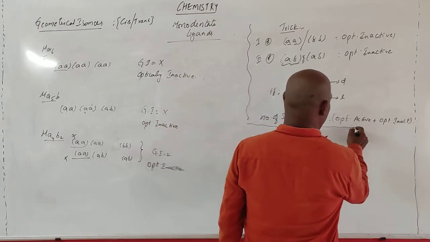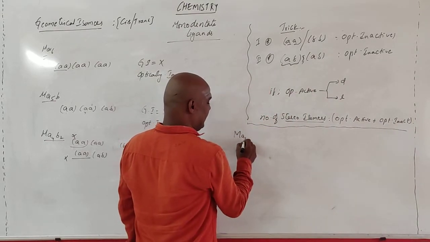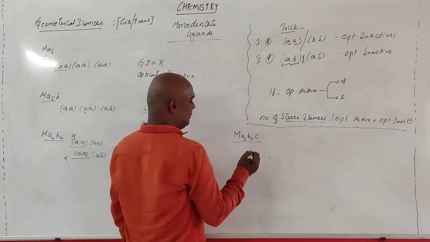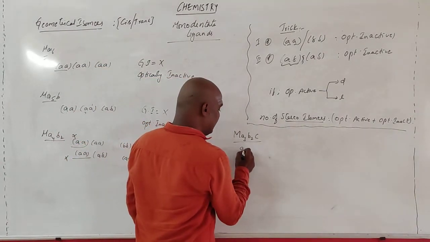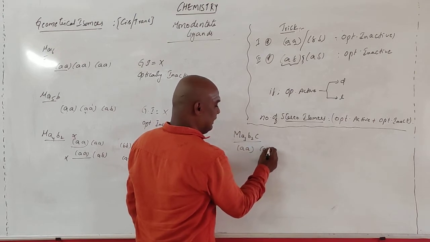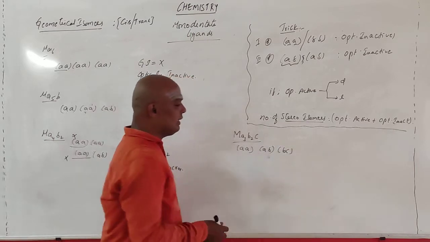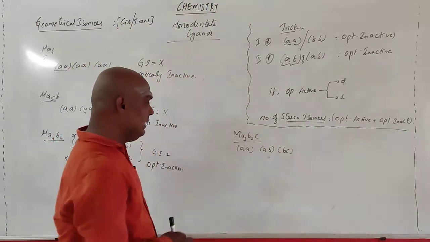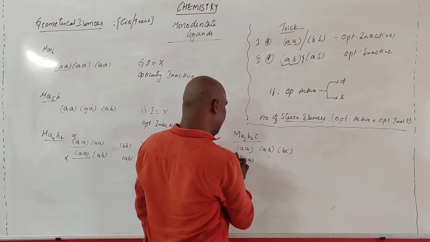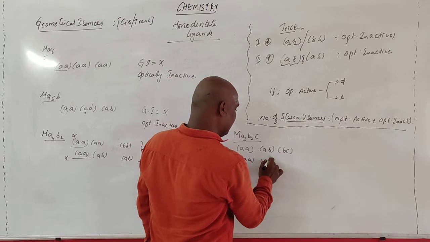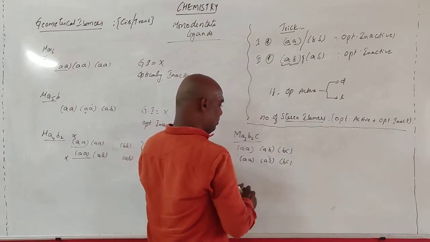Let me take one more example. MA3B2C. This is complex. MA3B2C. So I am writing the complexes AA, AB, C3 are finished, BC. This is one set. Okay. Now I am doing this one. AA. So A is B. AB, B is C. See, I can say. So we found this one.